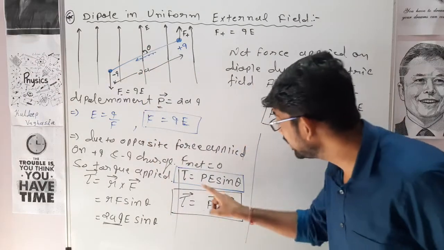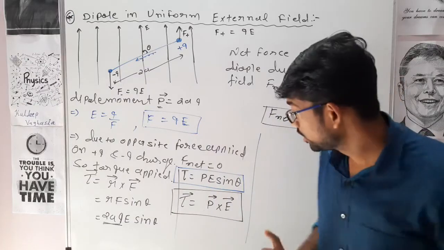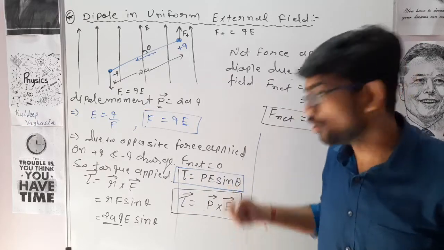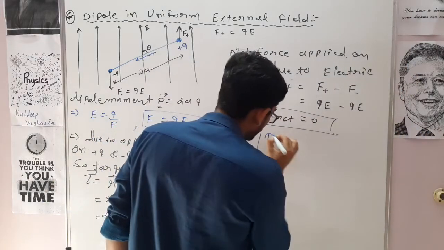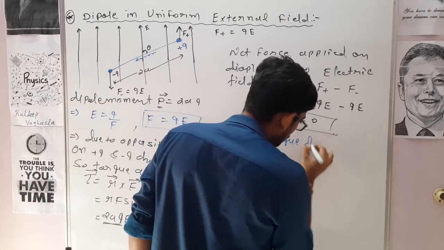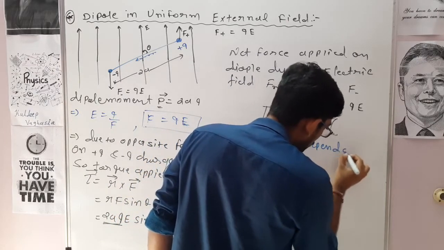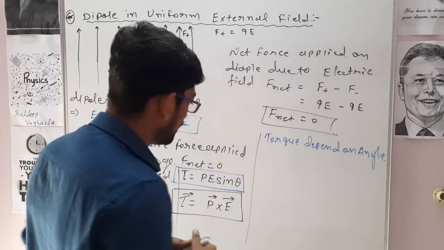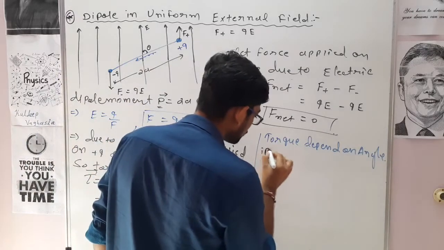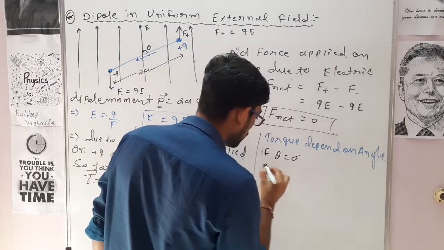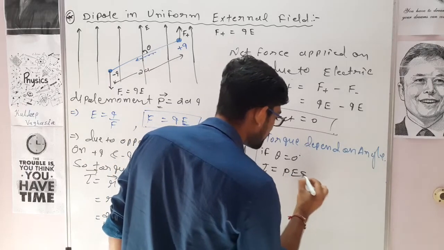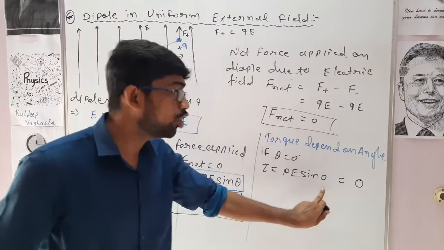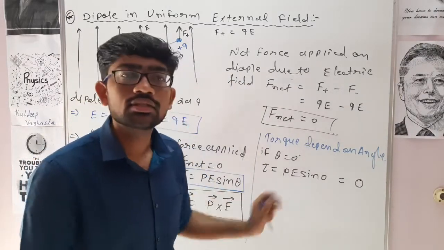Okay, so I can say P and E are constant, but if you want to vary the torque, then you have to vary theta. So torque depends on angle. Torque is dependent on angle. Suppose theta is 0, then torque T equal to PE sin theta, sin 0, then torque is equal to 0, because sin 0 is 0, and 0 into something is 0.